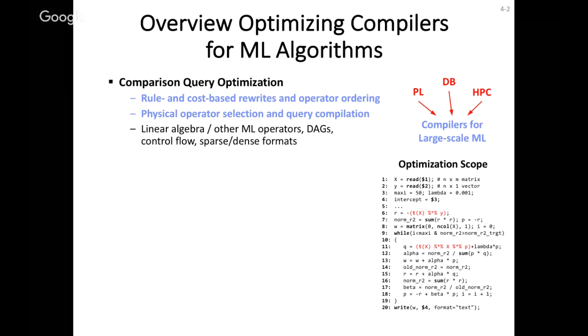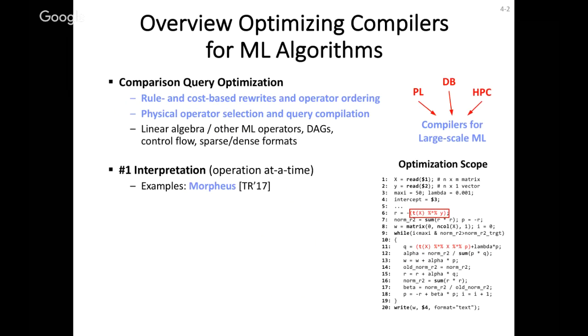Now, in terms of optimization scope, let's look at a simple example. Here we see an example of a conjugate gradient method for linear regression. We read 2 matrices and compute an initial gradient, and then iterate, computing conjugate gradients until we reach a target norm.